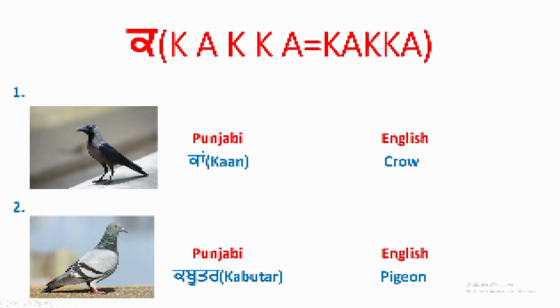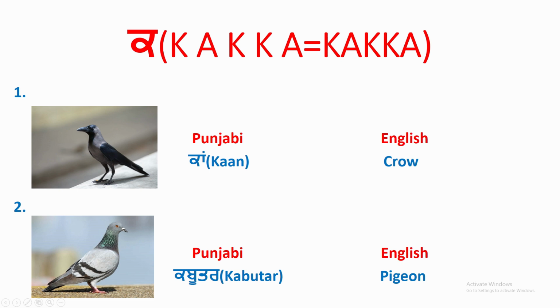The word made from the slide first is kakka for ka. You are watching on the screen the first letter of ka is kakka. From this example, I want to tell you that you can find more examples like this, like kakka for kabutar in Punjabi.